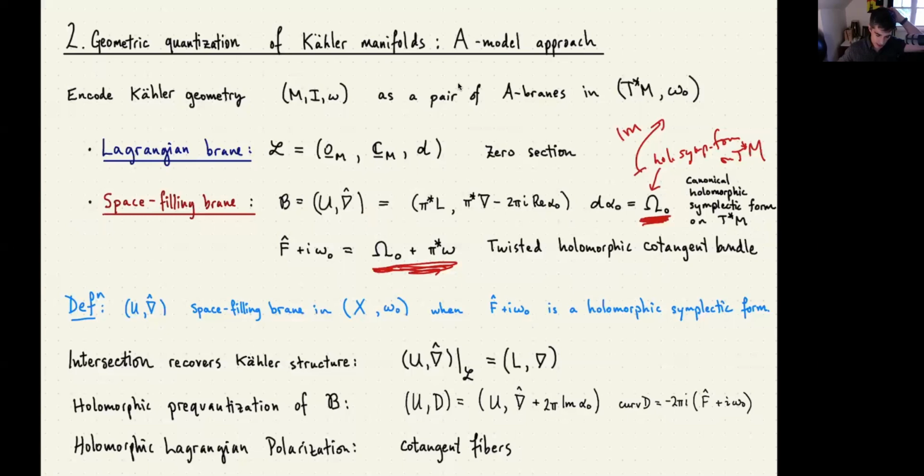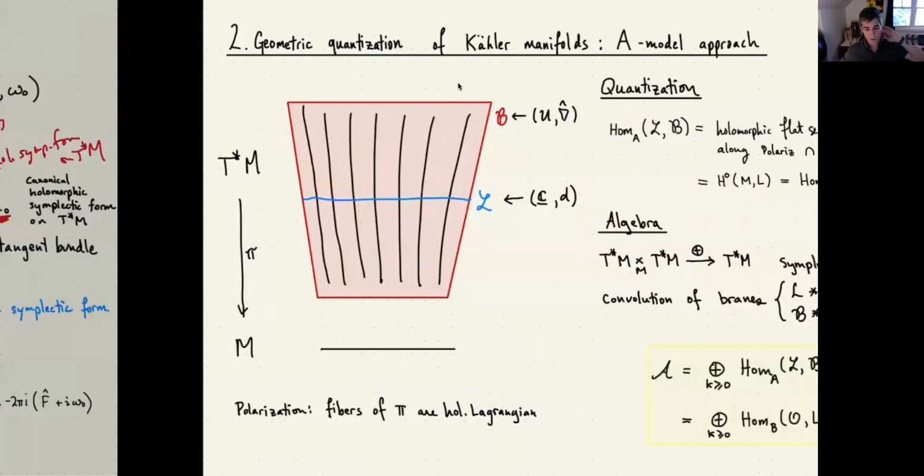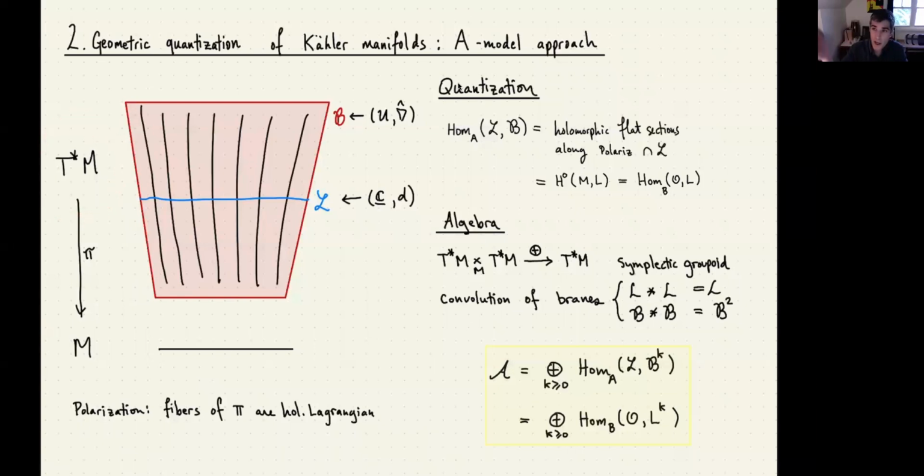Okay, so the picture is the following: on the cotangent bundle, we have two branes. One of them is Lagrangian, and the other one is space-filling. The proposal would be that if you have two branes in the A model, you can compute the homomorphisms between them. They're supposed to form a category. And so I should be able to produce a vector space, which is the homomorphisms between this Lagrangian and this space-filling brane. And that indeed gives us the result we expect, the holomorphic sections of L over the manifold.